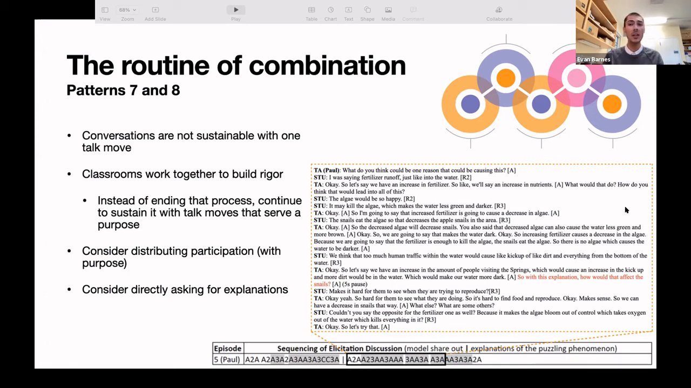And then on top of all that, I mentioned maybe using explicit language, such as give me an explanation. What is an explanation for that? And right here, I've highlighted in red a point in which this TA in this transcript does a really great job of that. So with this explanation, how would that affect the snails? And after language like that, we often see students provide highly rigorous or fuller ideas about an explanation that they might not have had if you had just said, oh, tell me more.